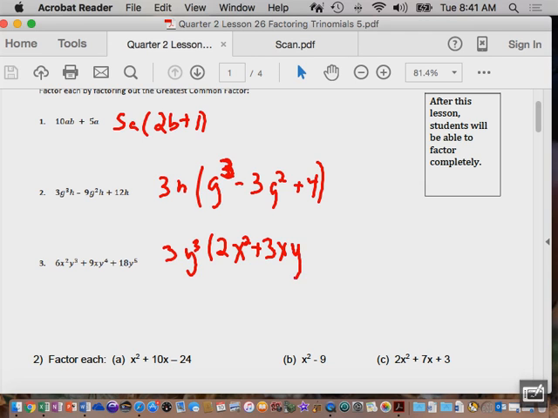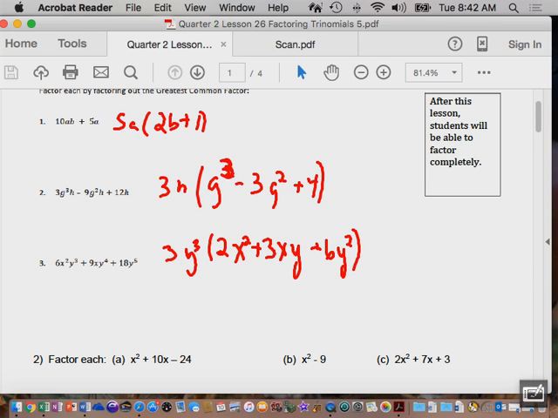Three of those y's came out, so there's 1 left, plus 6, and then it's y squared. Now let's multiply back and make sure it works. 3y cubed times 2x squared is 6x squared y cubed, that works. 3y cubed times 3xy is 9x y to the 4th, that works. And 3y cubed times 6y squared is 18y to the 5th, that works as well.